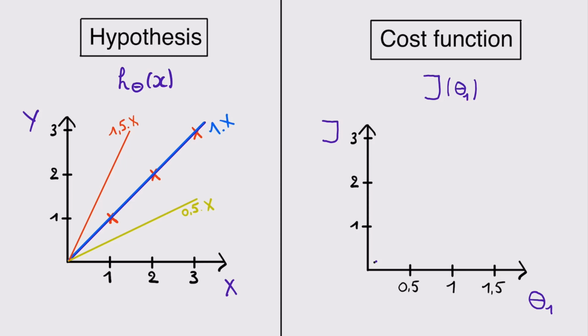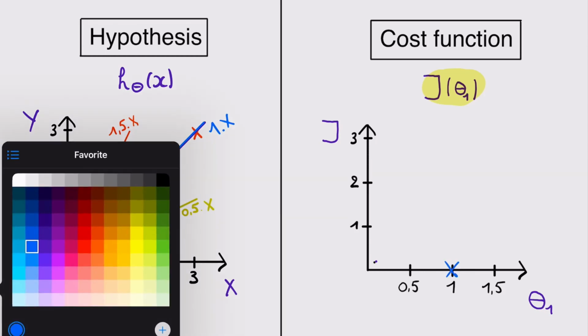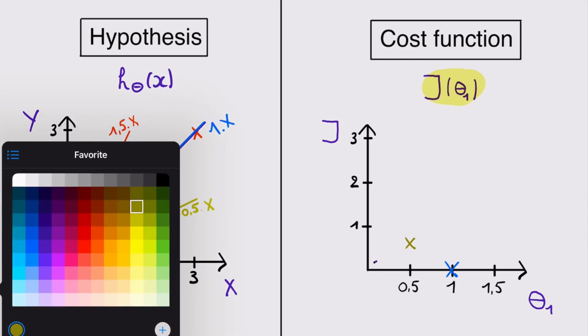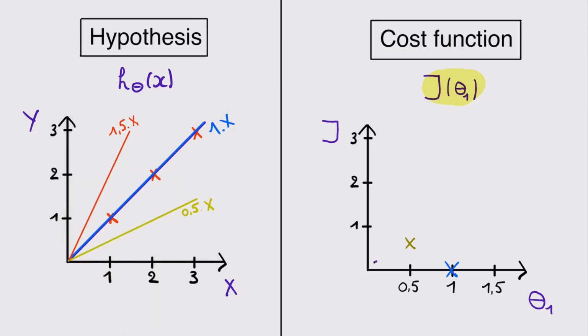That said, let's now plot these different values we just calculated in a graph. We can plot the values of J as a function of theta 1. For the first hypothesis, which is indicated with the blue line and which had theta 1 equal to 1, we got a value of 0. For the second hypothesis, indicated with a yellow line and a theta 1 of 0.5, we got a value of 0.58, and lastly, for the third hypothesis, indicated by the red line and a theta 1 of 1.5, we also got a value of 0.58.